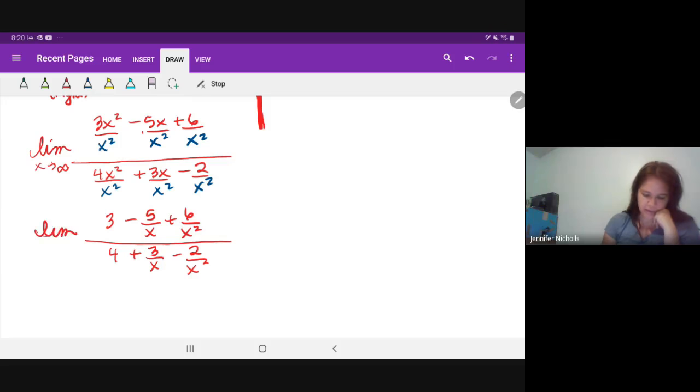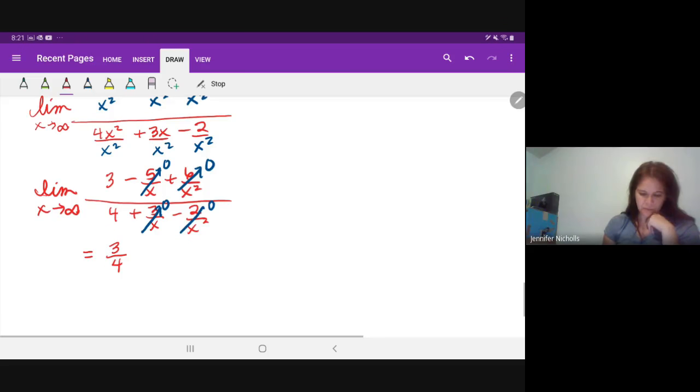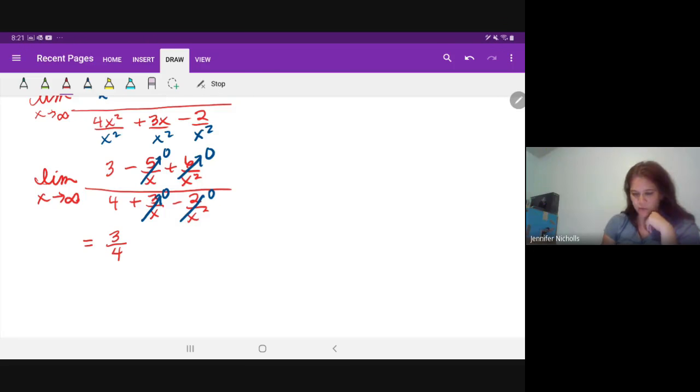You write your limit because you still have an x in the problem. And then you look and you say, what's 5 donuts and a trillion people? So that's 0. 6 donuts and a trillion squared people? That's 0. What's 3 donuts and a trillion people? 0. 2 donuts and a trillion squared people? Okay, that's still 0. And so my answer is 3/4. Now my limit's 3/4. So that's the limit, right? I could put equals 3/4 over here maybe.